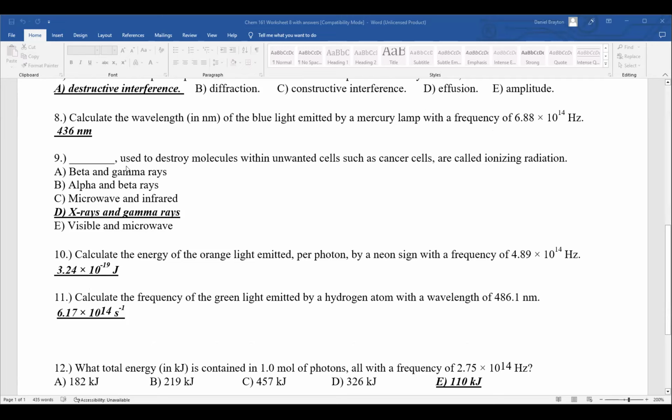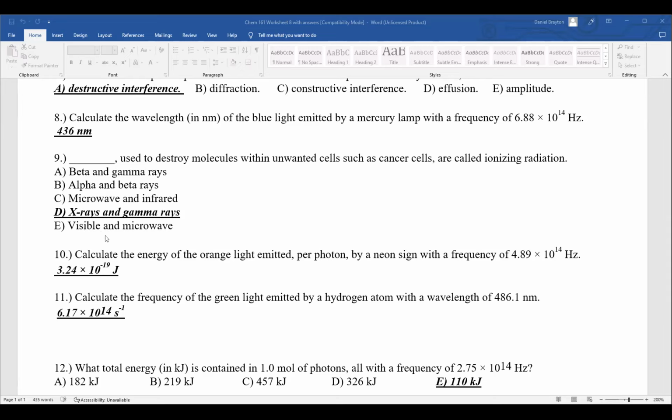Some kind of radiation is used to destroy molecules within unwanted cells, like cancer. A sunburn just affects the surface of your skin. A and B have to do with actual radiation. Beta and alpha aren't really fair questions. Microwave and infrared do nothing, that's just night vision goggles. Visible light doesn't do anything.